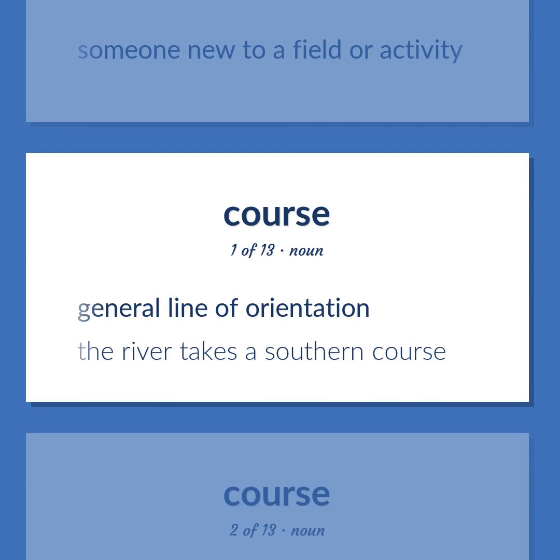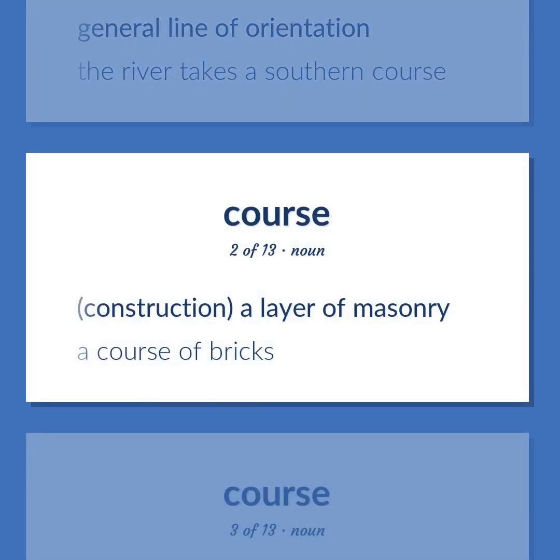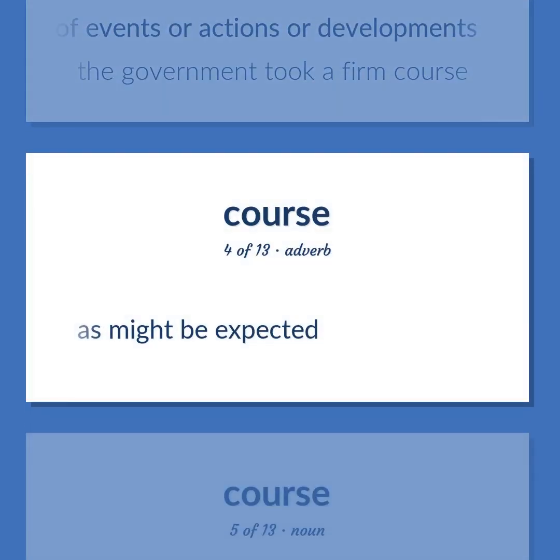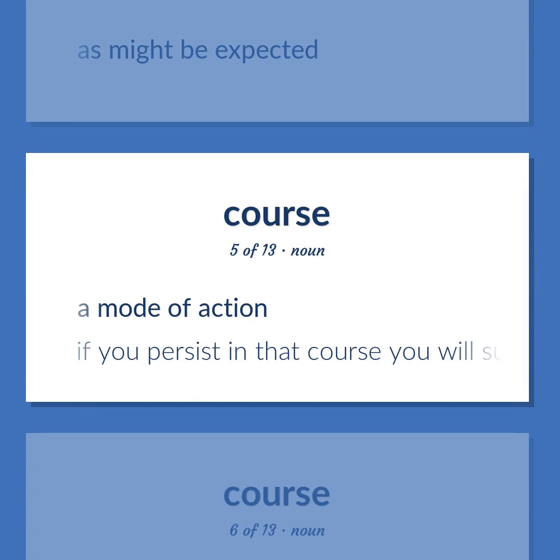General line of orientation. The river takes a southern course. Construction. A layer of masonry. A course of bricks. A connected series of events or actions or developments. The government took a firm course. As might be expected. A mode of action. If you persist in that course, you will surely fail.